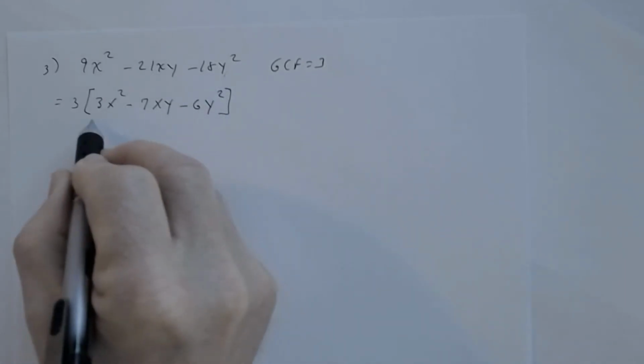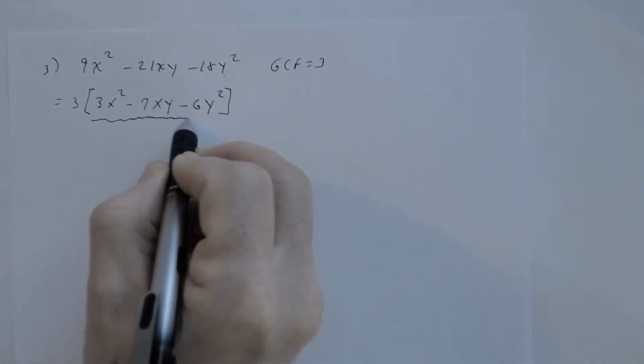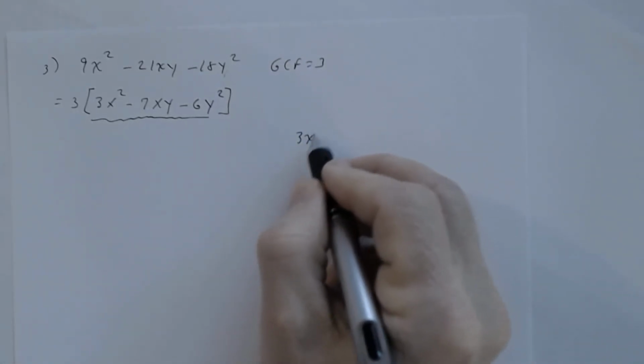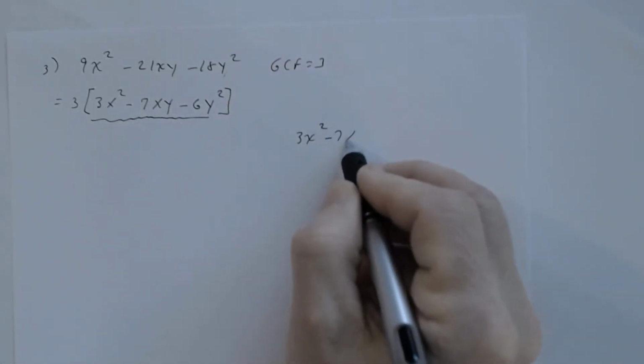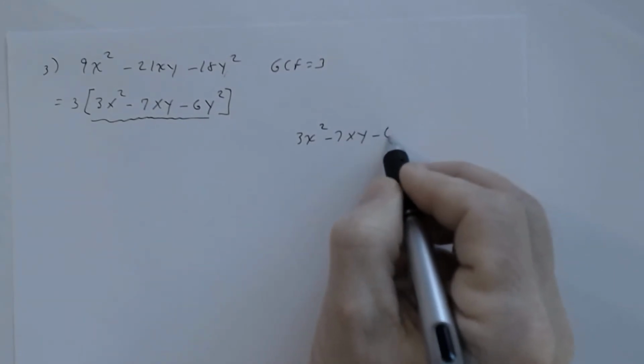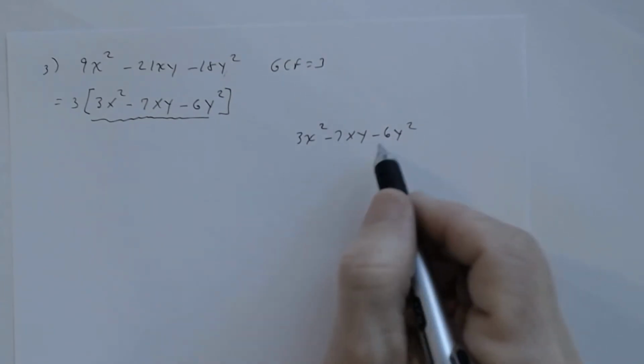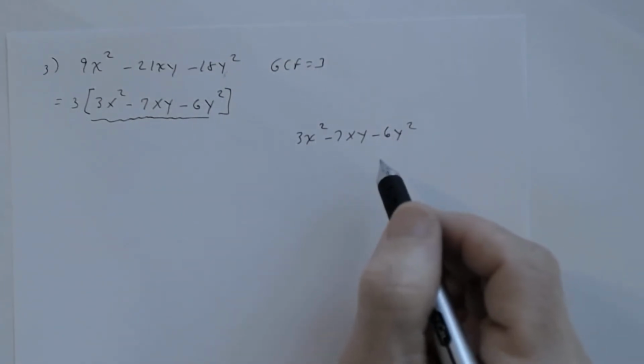Okay. So I'm going to use the AC method on this trinomial. So let's go off to the side and rewrite it. So 3x squared minus 7xy minus 6y squared. All right, now remember, be a little bit careful when you have two variables. It kind of throws students off.